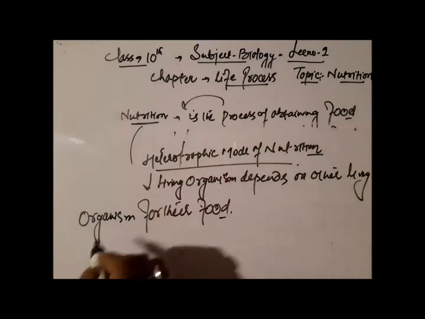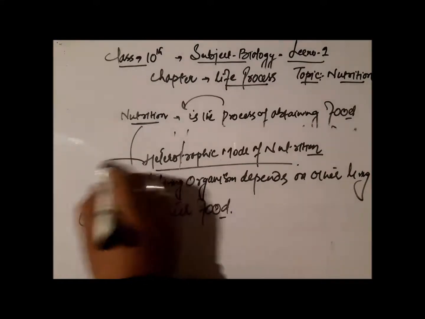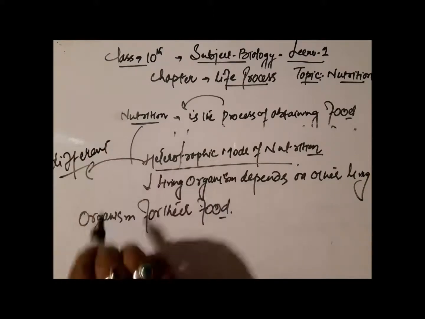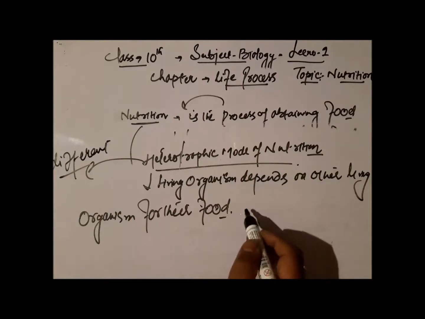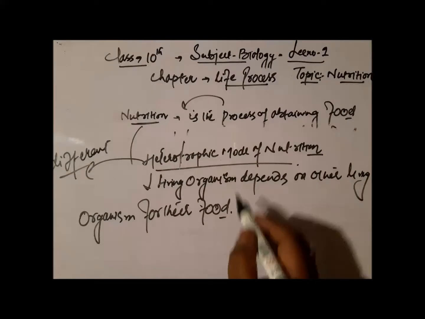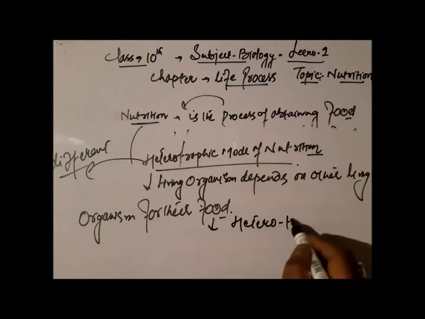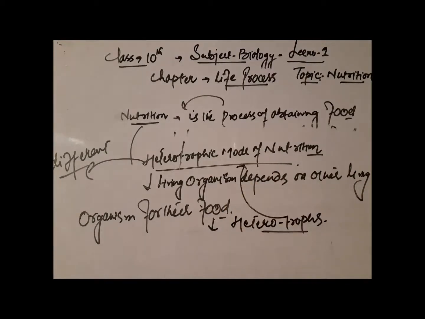Now, if we differentiate these two words, hetero and troph: hetero means different, and troph means nutrition or food. That means the mode of nutrition in which living organisms depend on other living organisms for their food is called heterotrophic mode of nutrition. And the organisms are called heterotrophs. So heterotrophs show the heterotrophic mode of nutrition.